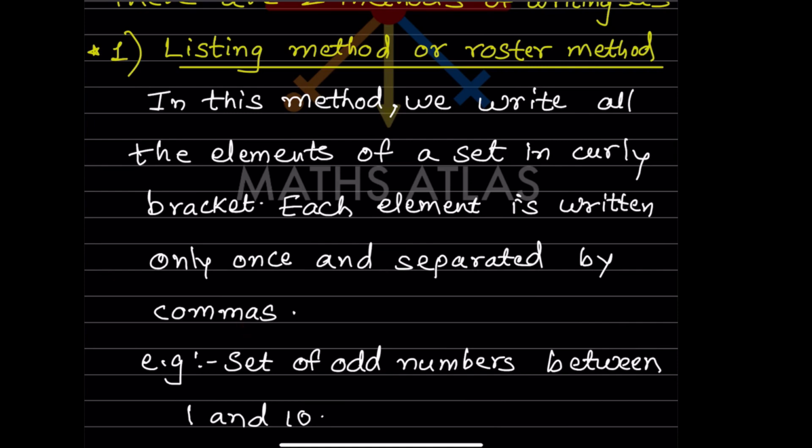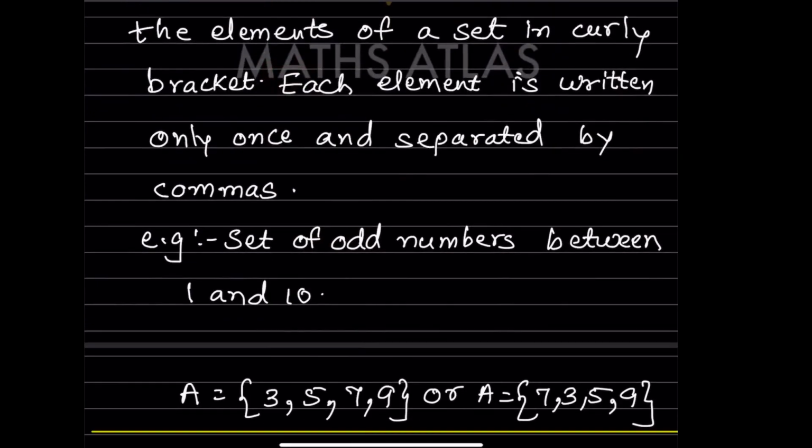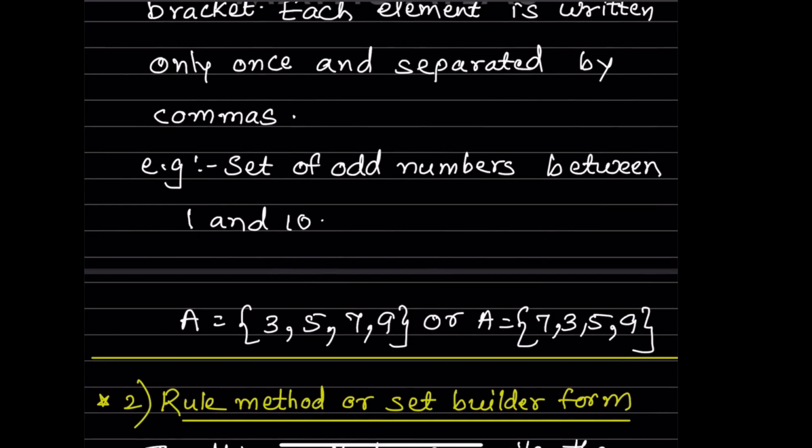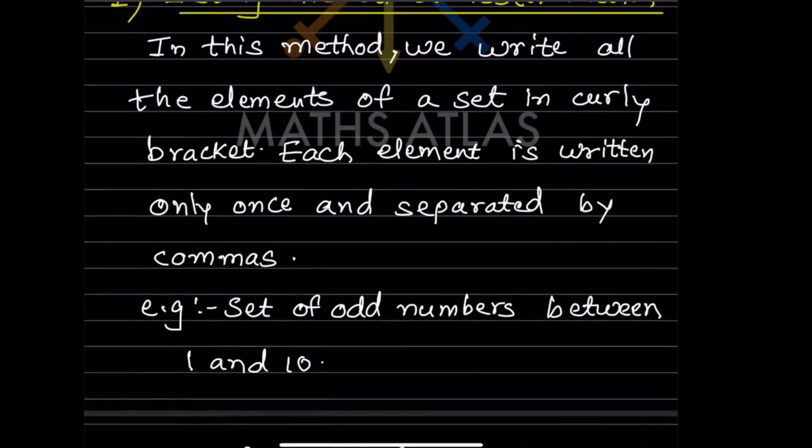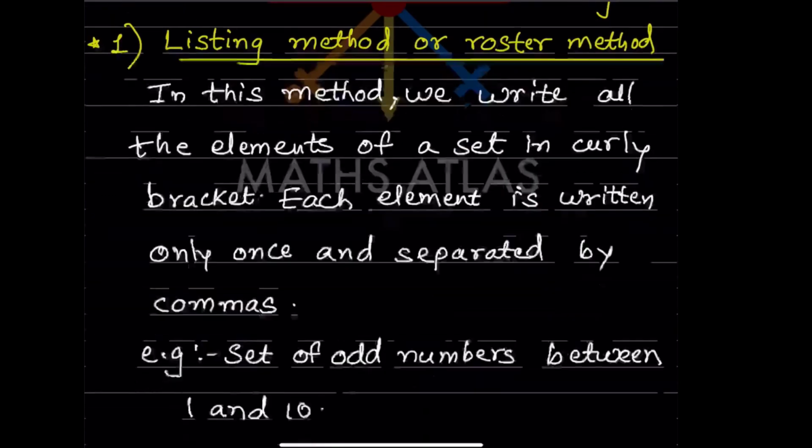Let us see with an example. Suppose we write the set of odd numbers between 1 and 10. Between 1 and 10 means we are not going to include 1. Call the set A, or anything you like. The numbers are 3, 5, 7 and 9. 10 is not an odd number. The order doesn't matter: 3, 5, 7, 9 can also be written as 7, 3, 5, 9 or anything. Hope it is clear how to write the listing or roster method.